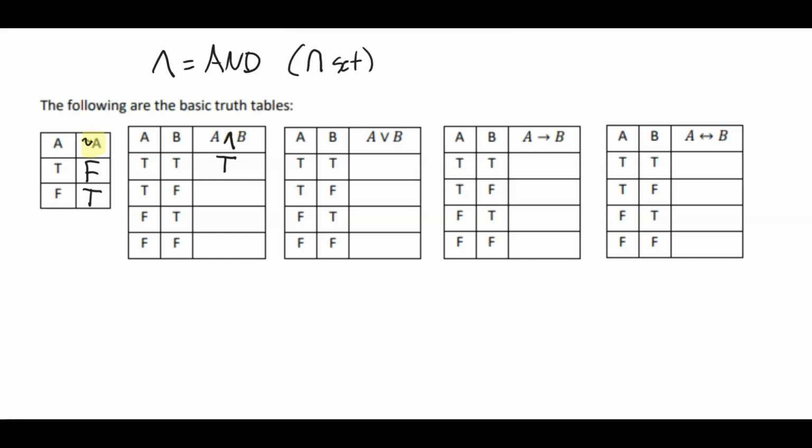If it's true and false, they're not both true, because this one's not true. They're not both true, so it's false. Since this one's not true, false. These are both not true, false. So for the AND, they both have to be true. So the AND is almost always false. The only time the AND in the truth tables is true is if they're both true to begin with.